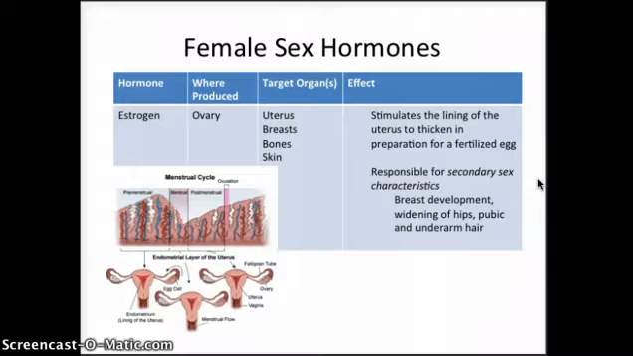Another female sex hormone is estrogen. Estrogen is produced within the ovary. Target organs include the uterus, breast, bones, and skin. The effect of estrogen is stimulating the lining of the uterus to thicken in preparation for a fertilized egg. It's also responsible for secondary sex characteristics including breast development, widening of the hips, pubic hair, and underarm hair.